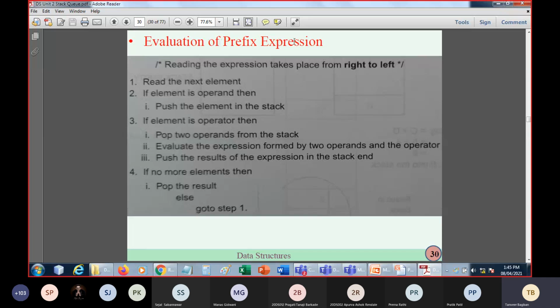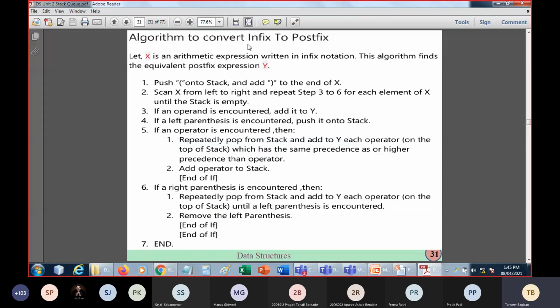Now this is evaluation of prefix expression. What we have seen so far is the evaluation of the postfix expression. Same thing, you can do for evaluation of the prefix expression. Now this is the algorithm to convert infix to postfix. Just now whatever steps I have shown you, same steps are mentioned over here. So first push the opening parenthesis, then add this to the end of the string and so on. Scan left to right. Same steps are repeatedly performed over here.